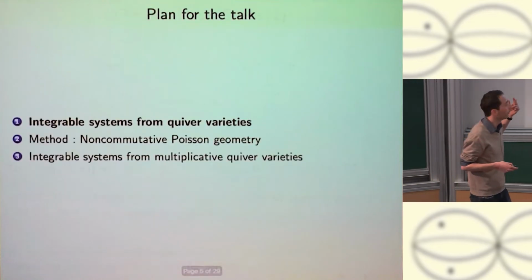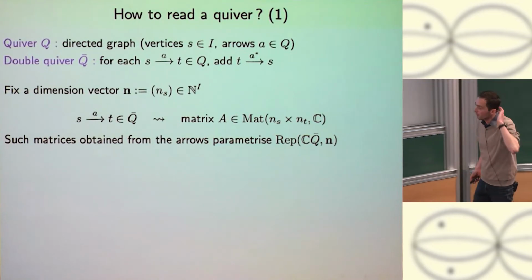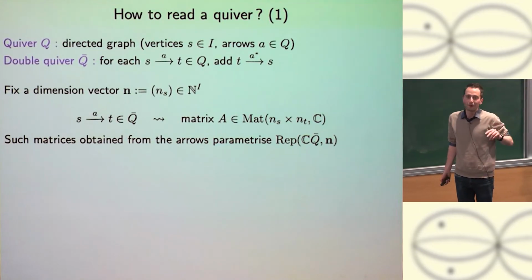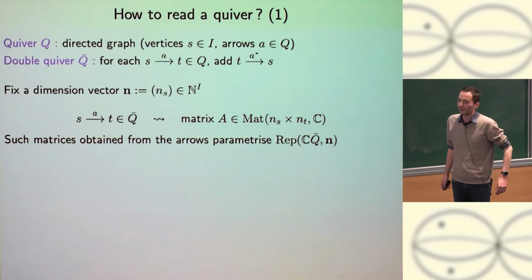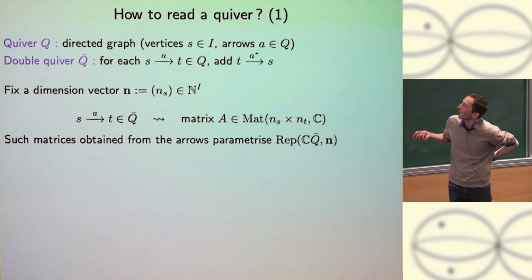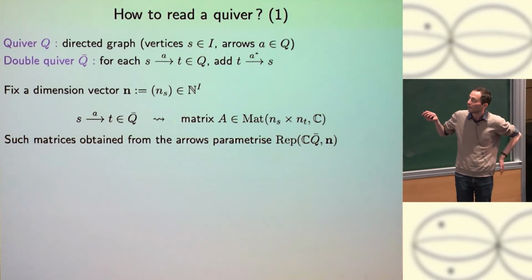But really, the way to look at a quiver in general and get the moment map will be as follows. So let me remind you of the very basics. It's always good in the middle of the week to have something extremely basic. So let's start with a quiver. We take the double, by just putting arrows in the opposite direction.